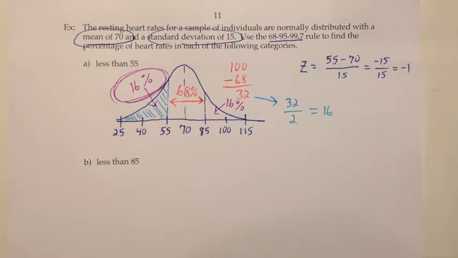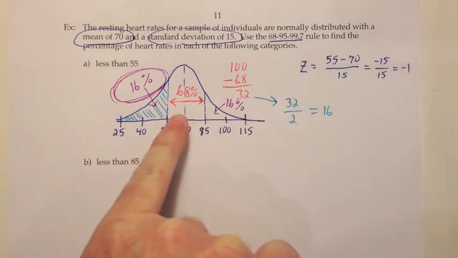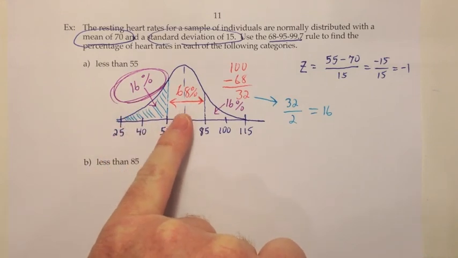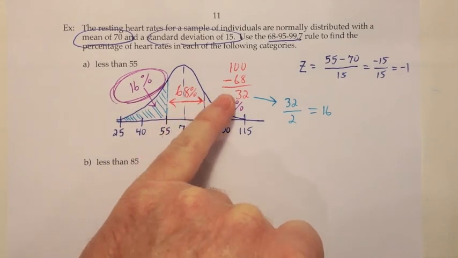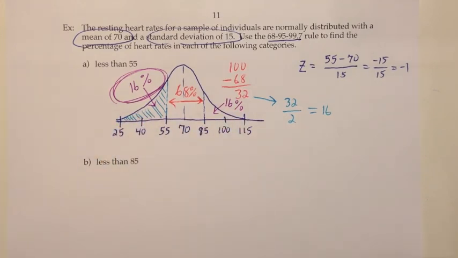So that's a little bit interesting. I'm using the 68-95-99.7 rule to find the answer to this question, yet the 68% that comes from the rule is not my answer. But I used that 68 to think about what was left over and then to split that in half and to ultimately answer my question.